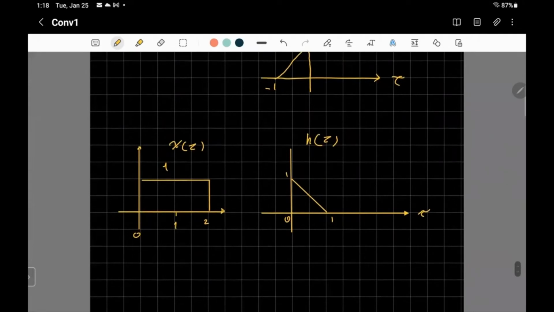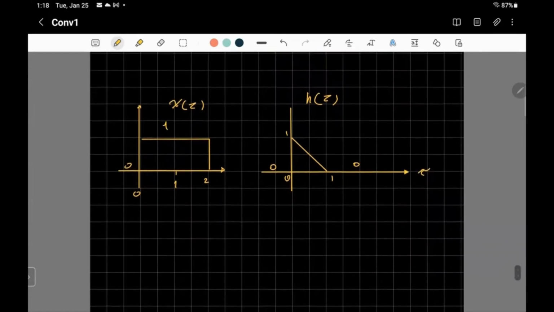But I'll tell you about my experience when solving this problem: I found it's easier to flip the one that has the shorter period. Like this x of t, it's there from 0 to 2, and the rest is zeros. But this one, it's only from 0 to 1. So the period where the signal exists is a short period of time. This one you flip. If tau was the opposite, you would flip the other. So it doesn't matter which one. So I'm going to flip h of tau.